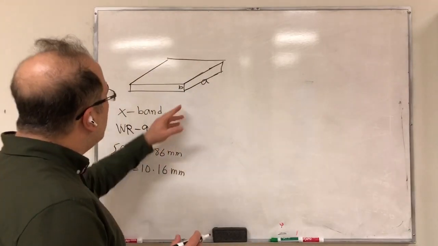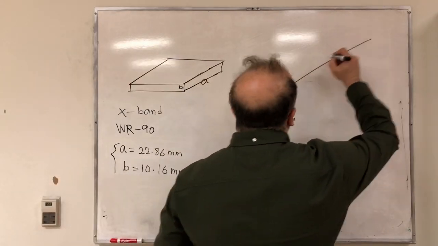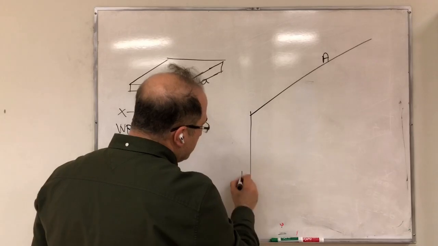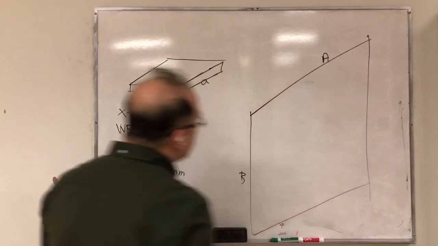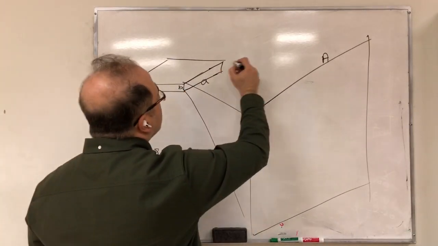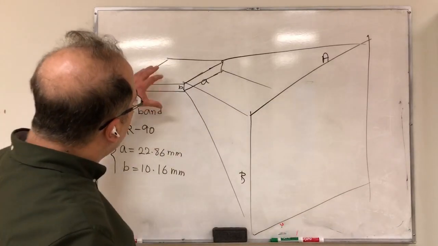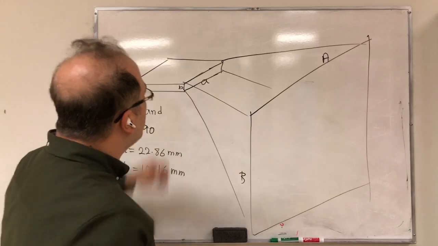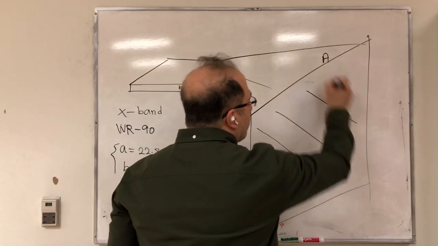So we essentially need to increase the aperture size. For example, this would now be the new A, this would be the new B. So that would be your aperture size. Therefore, this would be your horn antenna. You see, you have a transition from waveguide to a horn. So you go from a smaller aperture to now a bigger aperture.